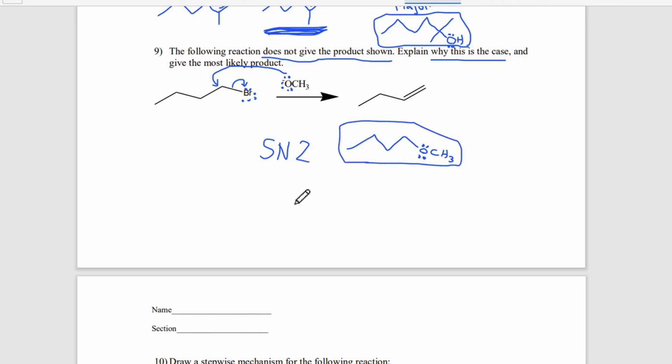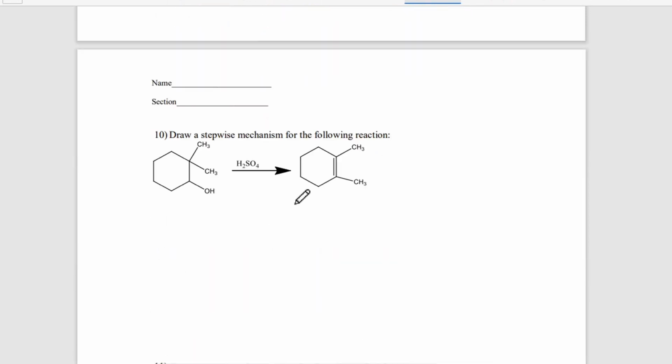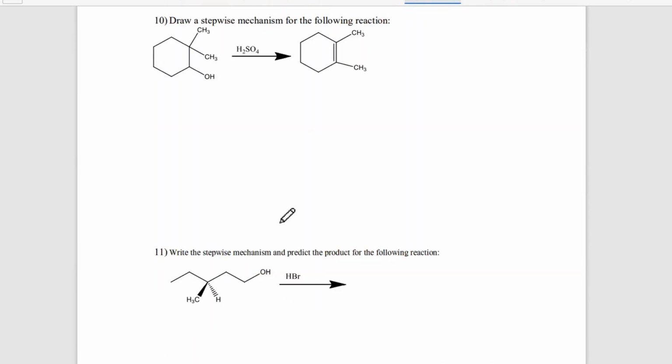All right. So let's jump to number 10, unless there's any other questions. If you have any questions, please feel free to stop me. I'll go back and explain whatever you have a question about. Now, number 10, it says draw a stepwise mechanism for the following reaction.